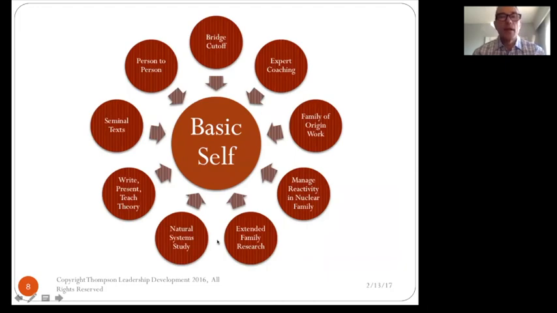And my last slide: the classic methods of growing basic self that are in Bowen theory, that are described in the theory and by the people who have developed the theory. I'll just give you a time to look at that.